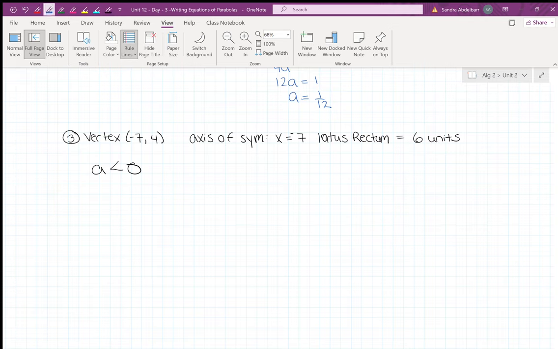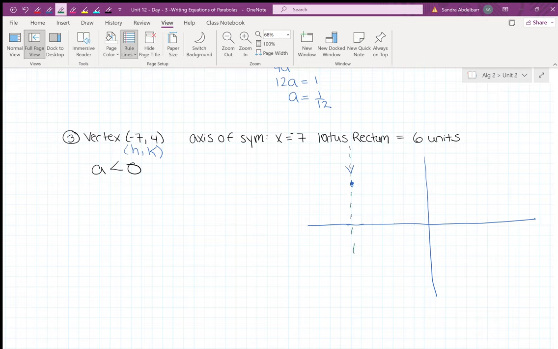All right, let's do this. The vertex is always h, k, whether it's a vertical parabola or a horizontal parabola, it's always h, k. Now, our axis of symmetry is x equals. So get a visual going, guys. We know that we're at negative 7, 4. There's our vertex. And then our axis of symmetry is a vertical line.